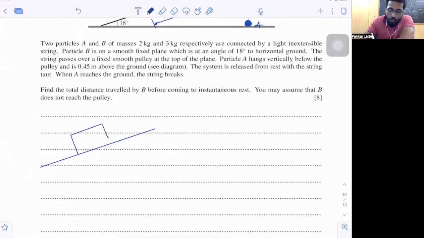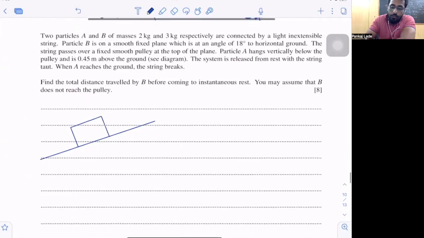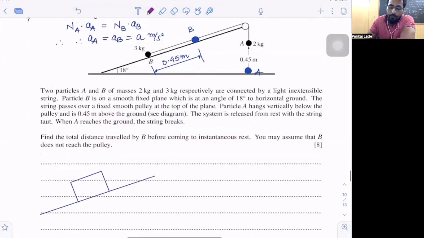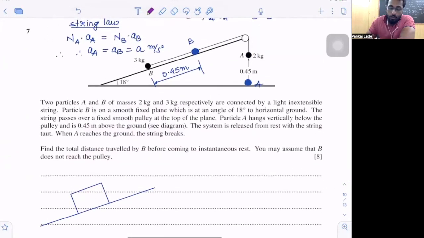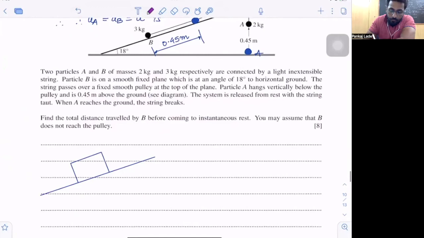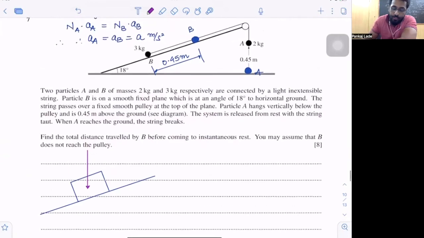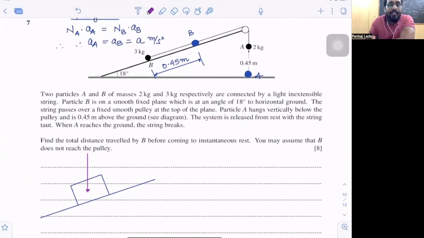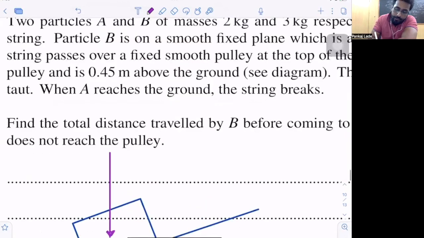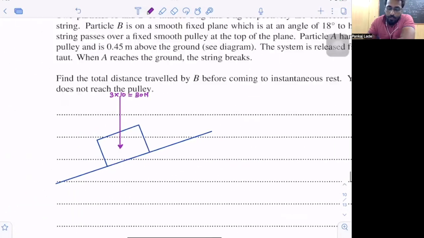And you want to introduce all the forces. It is kept on a smooth plane, so friction is not going to be there. The first thing you want to pay attention to is the weight, right? Weight will be acting in the vertically downward direction. That's the weight. The mass was 3 kg, so weight is 3 into 10, that's 30 newtons.